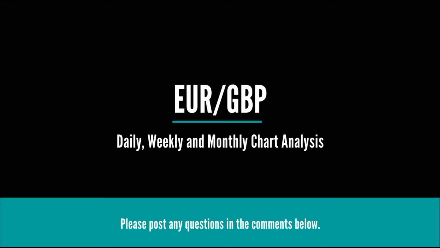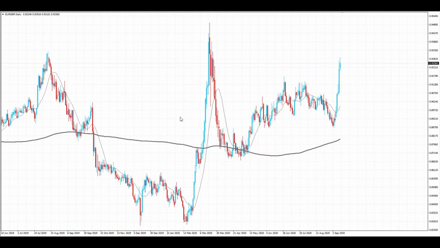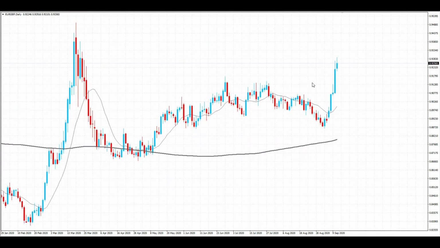Now let's move on to Euro GBP. Okay, so for Euro GBP on the daily chart, you can see we had a big push to the upside this week. Price came to this level in the market and we're expecting a bullish reaction.